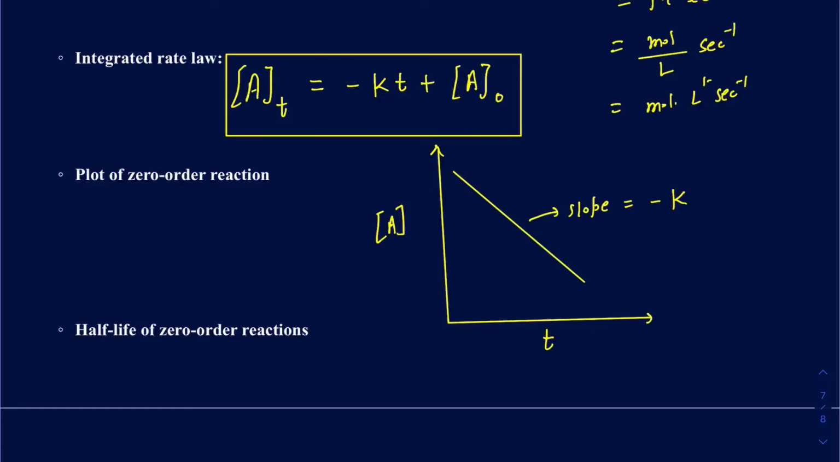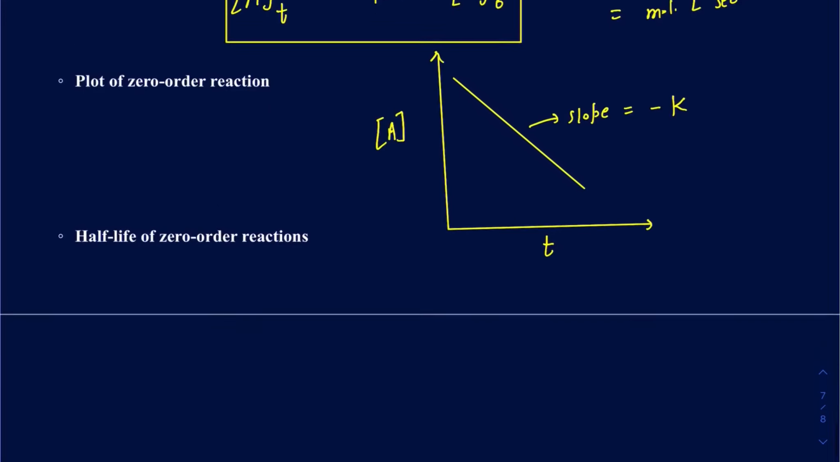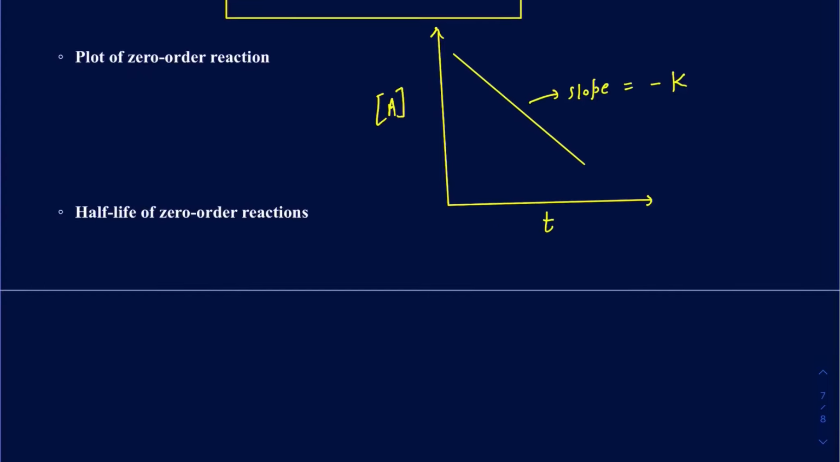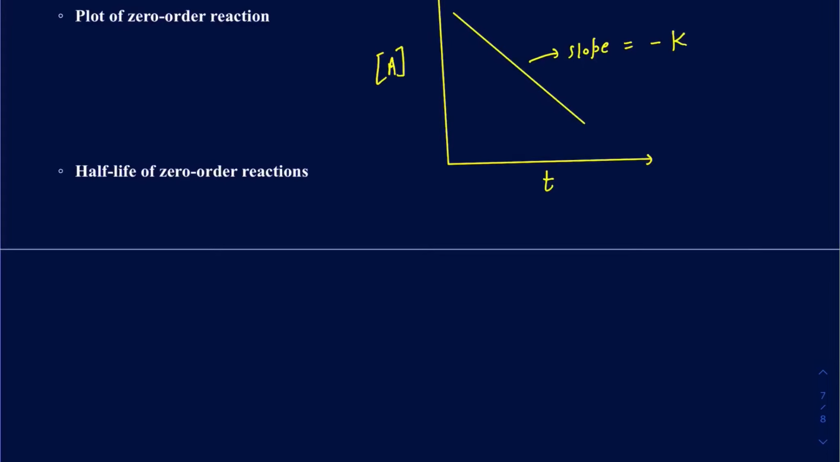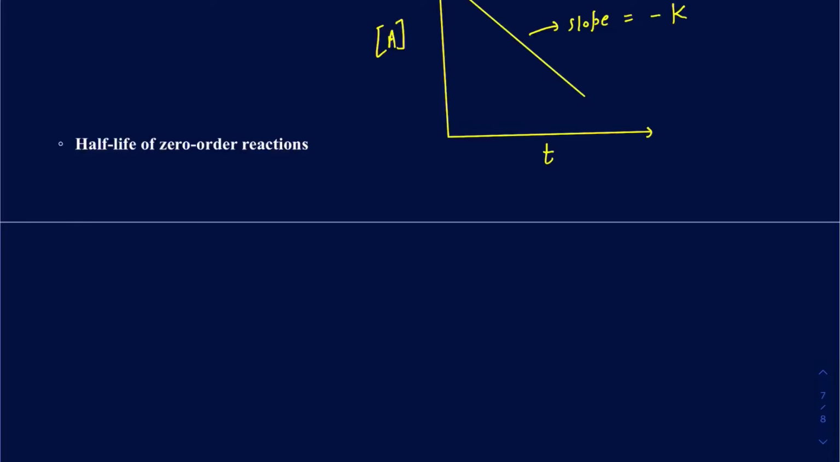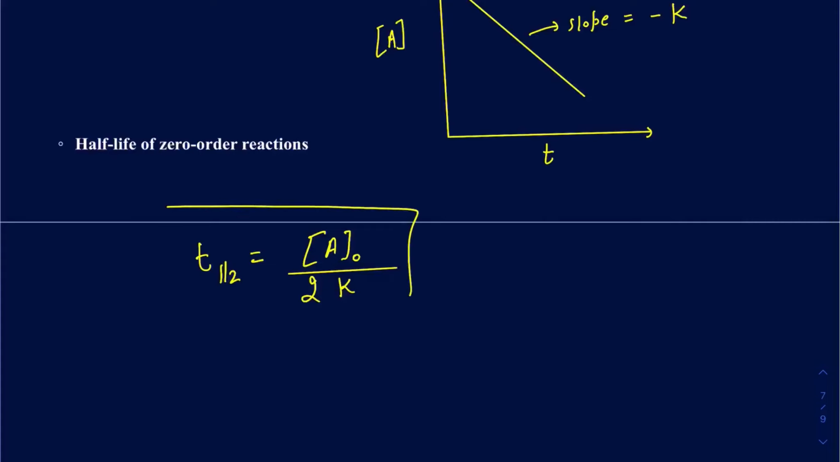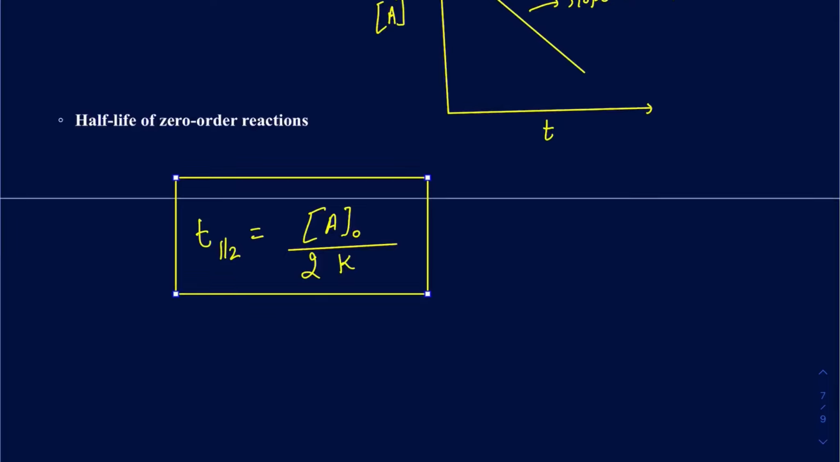And in that case, if you do get a negative slope, then it's going to be a zero order reaction. Okay, so know what you're going to be plotting when you're doing the first order, second order, and zero order reactions. As far as the half-life goes for the zero order reaction, it's going to be t half equals initial concentration divided by 2 times k. So that's going to be your half-life for the zero order reactions.